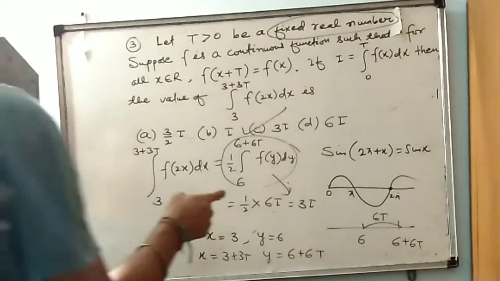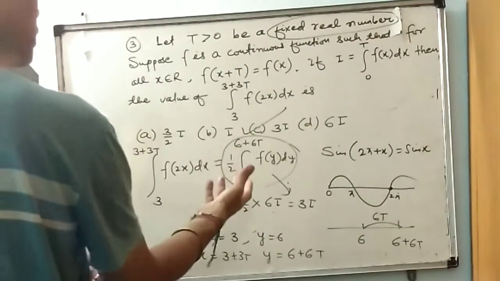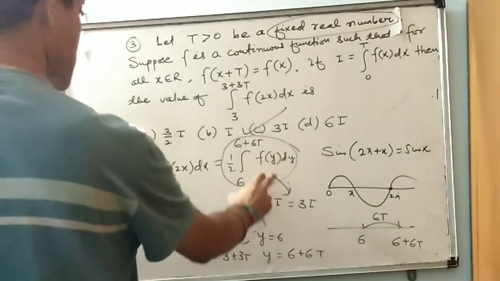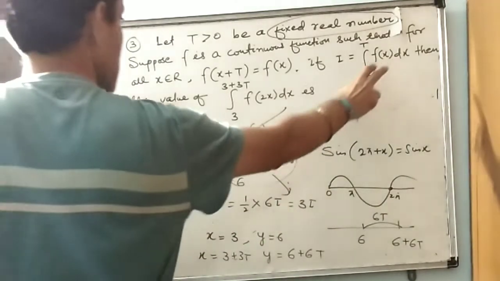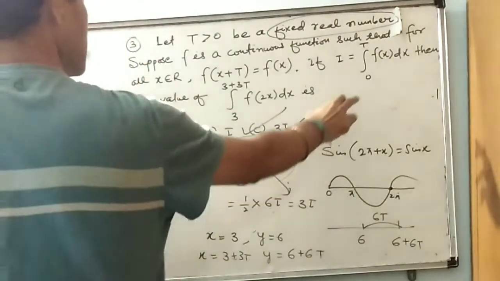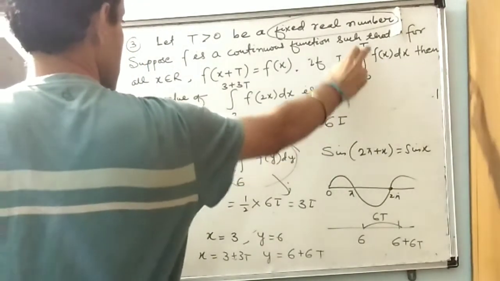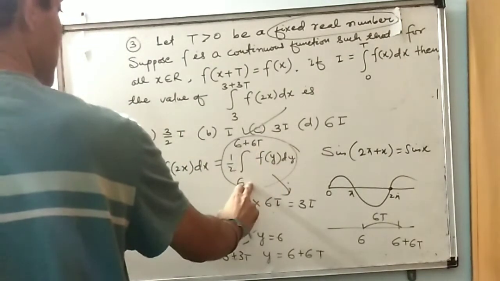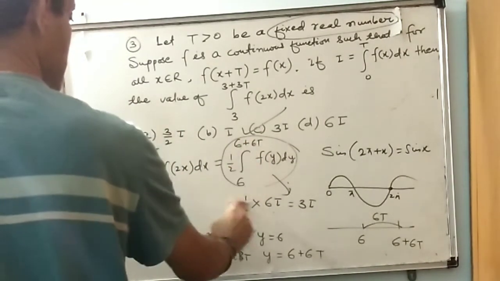So this question was completely based on the concept of periodicity and variable interchange concept. f(y) dy becomes equal to f(x) dx just because this is having the same limit 0 to t. So 0 to t it was treated, then it was taken as 0 to 60, it was made 6 times.